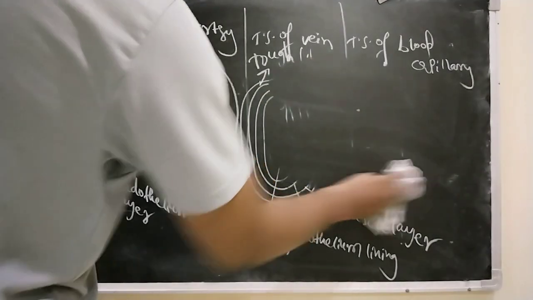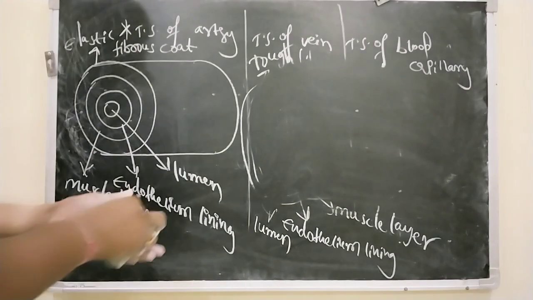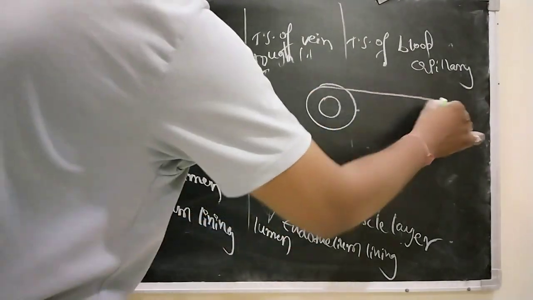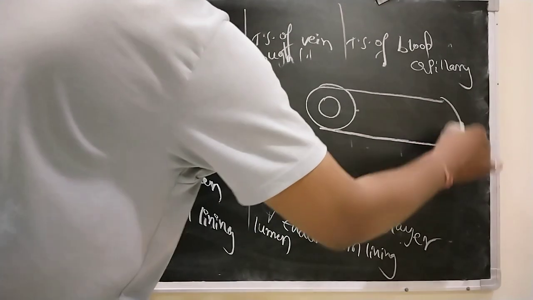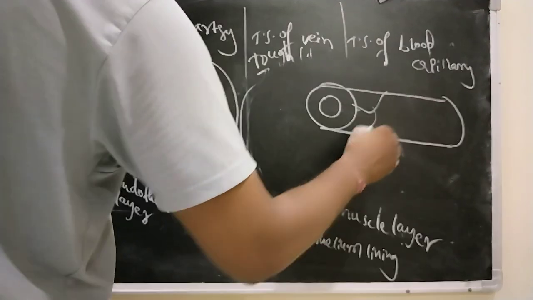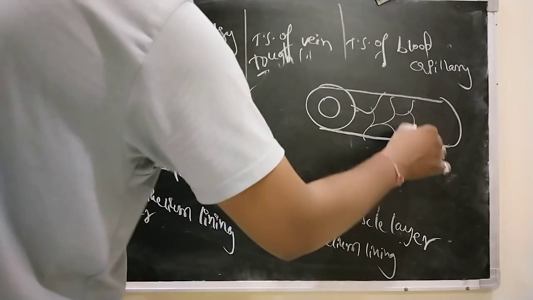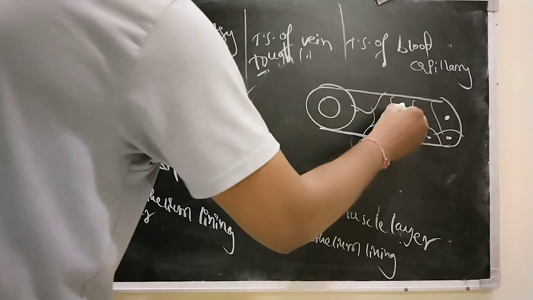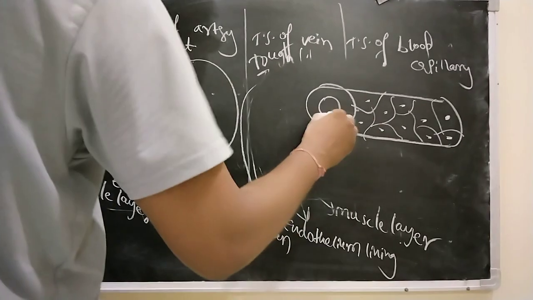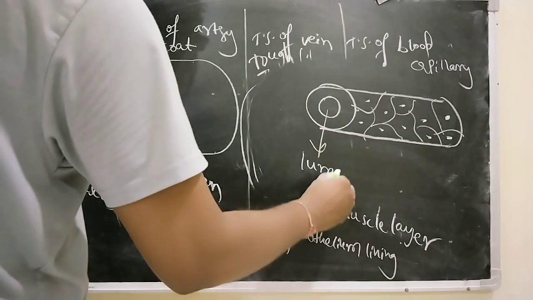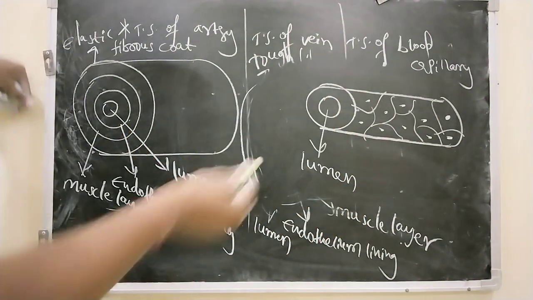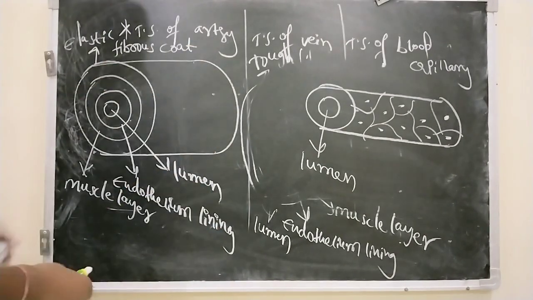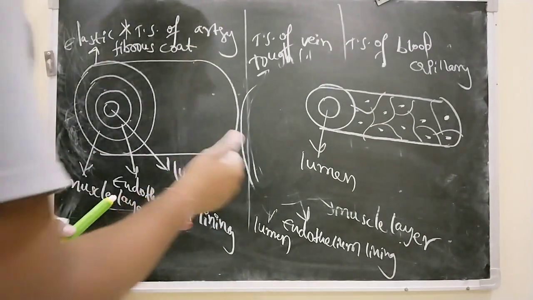Next, T.s. of blood capillary. This is the T.s. of blood capillary, and this is the lumen and the endothelium lining. Okay, so T.s. of artery, T.s. of vein, T.s. of blood capillary, and we will discuss another topic in the next class.